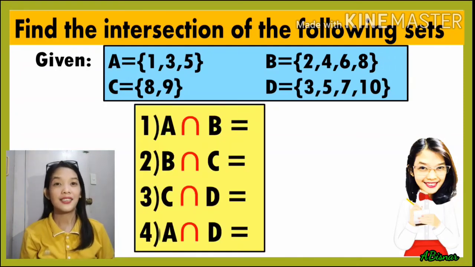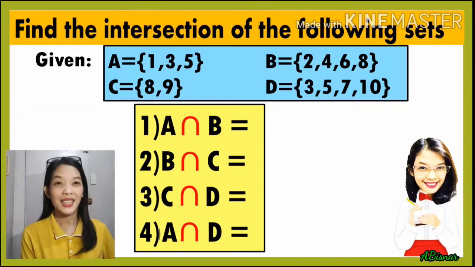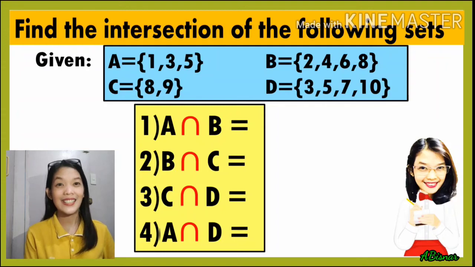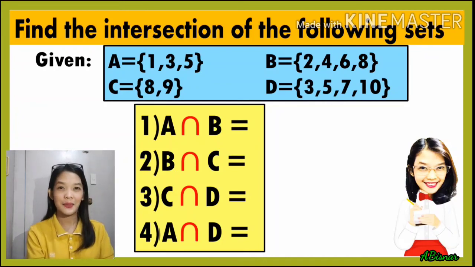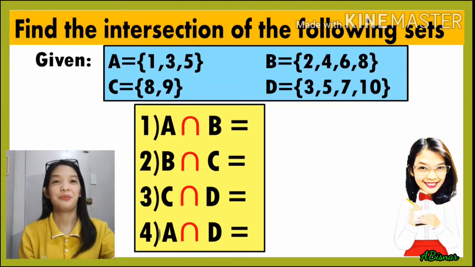For number 1, the intersection of A and B. Number 2, the intersection of B and C. Number 3, the intersection of C and D. And number 4, the intersection of A and D. So again, you can pause the video while answering this. And you need to remember that you need to find the common elements. Let us now check your answers.